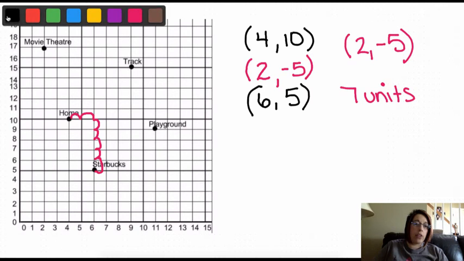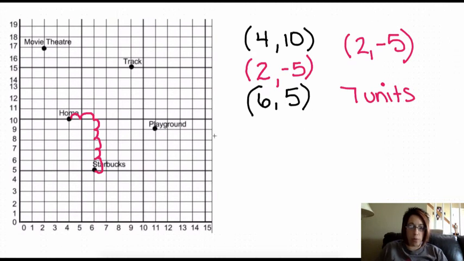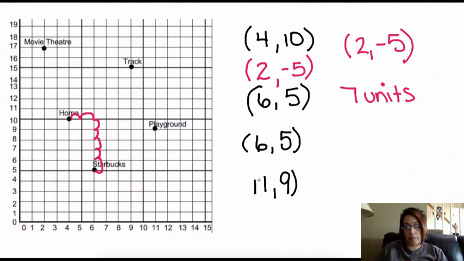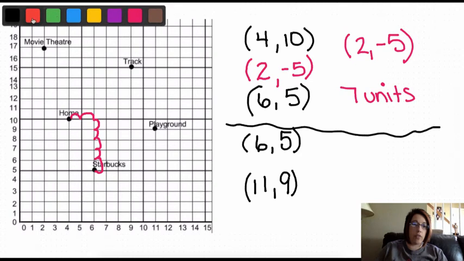Let's look at another problem using this same map. Let's say after we went to Starbucks, we decided to go to the playground. So we start at Starbucks. The coordinates of Starbucks are 6, 5, over 6 up 5. But now we're going to finish our trip by going to the playground. The coordinate pair of the playground would be over 11 up 9. So 11, 9.